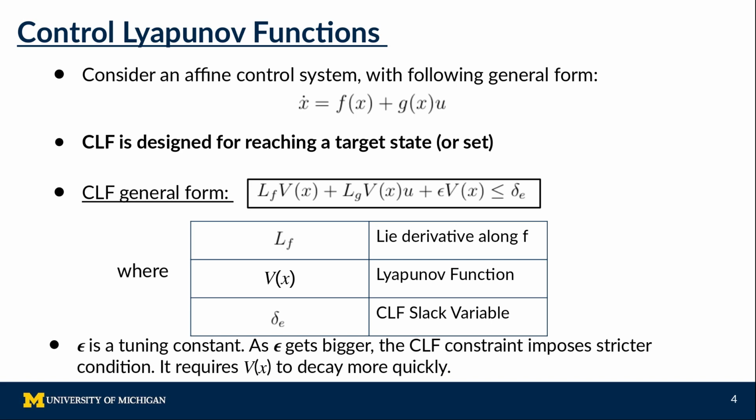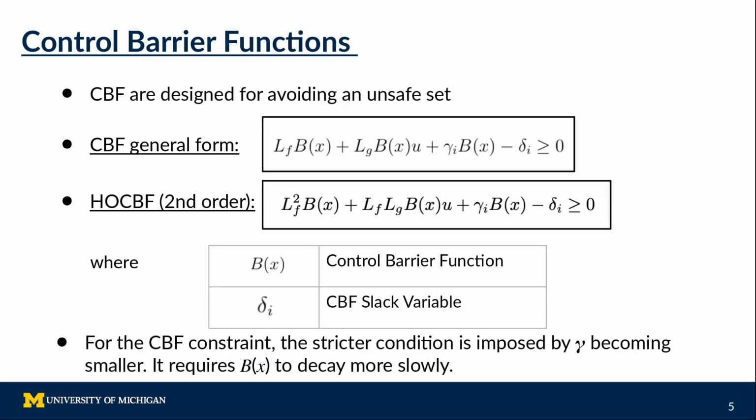Based on the affine control system defined above, we have some CLF slack variable and the epsilon tuning constant that we can tune later, and these are the CBF functions and also the HOCBF functions equations that we will need to compute the CBF later, and delta i here is just the CBF slack variable.